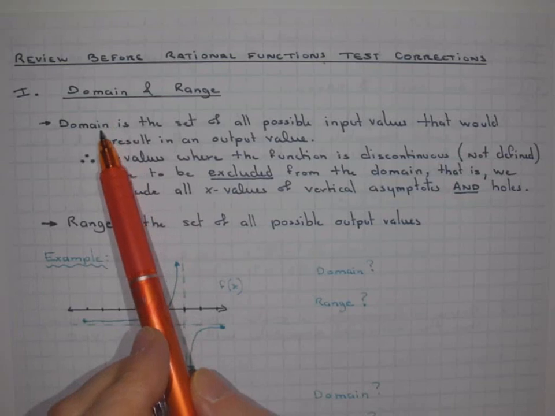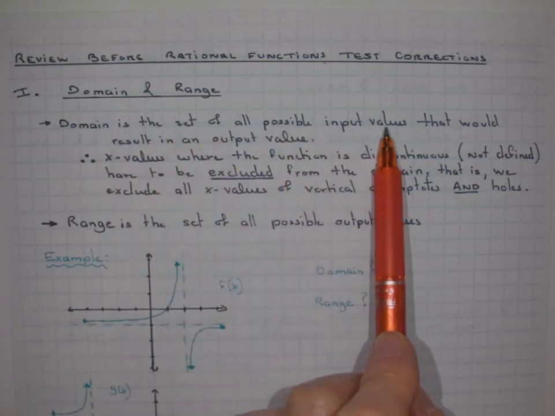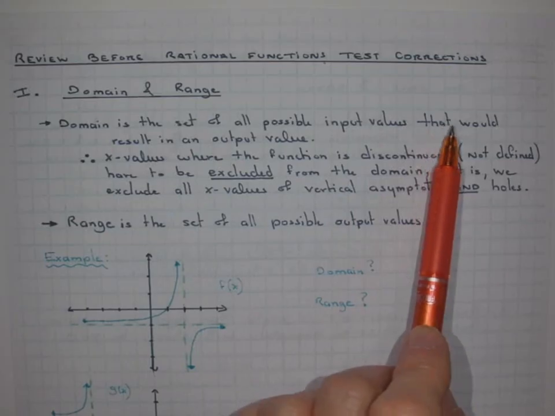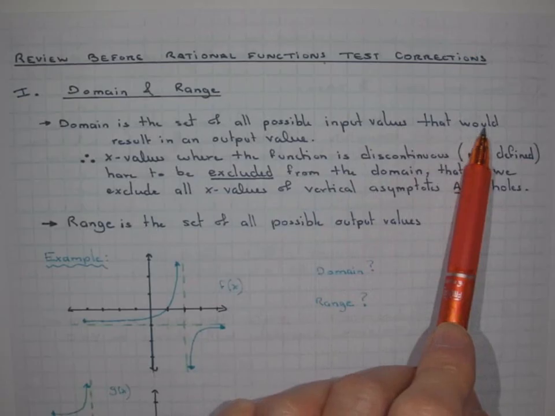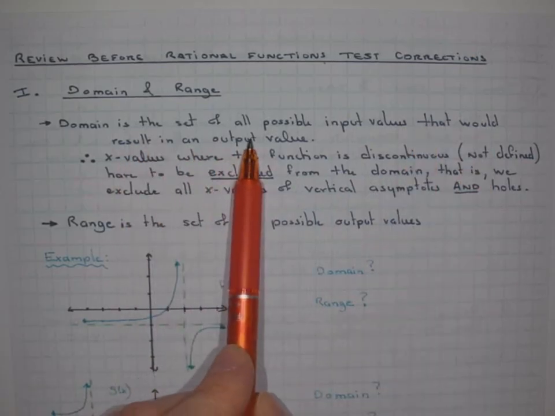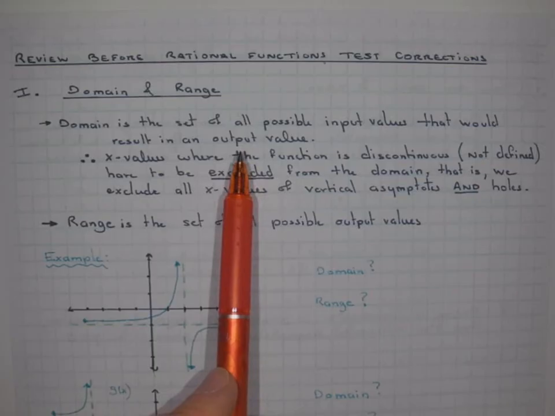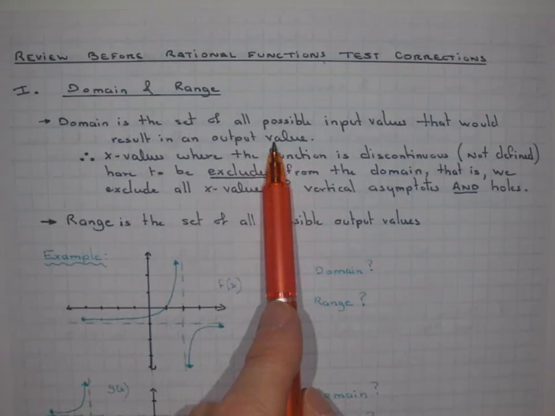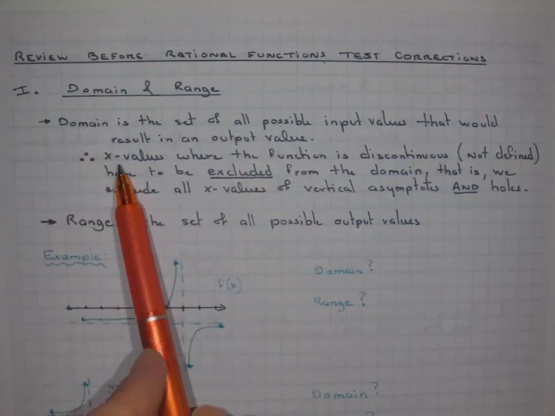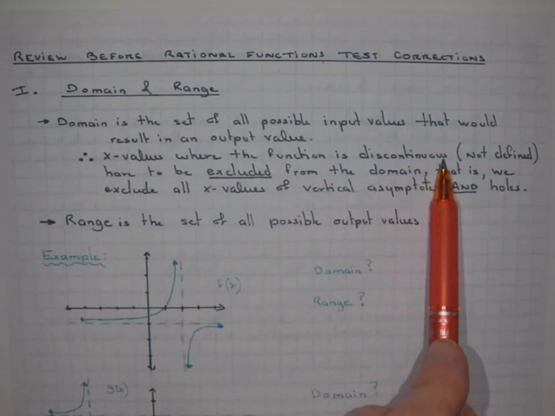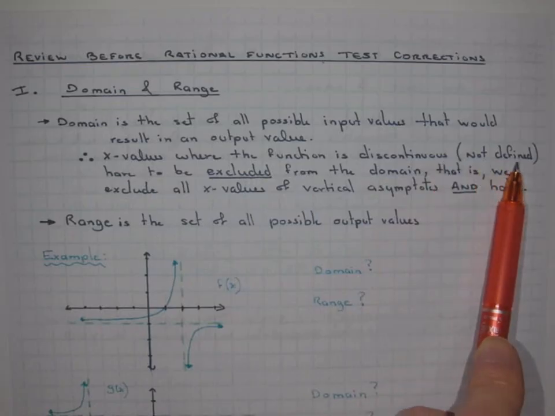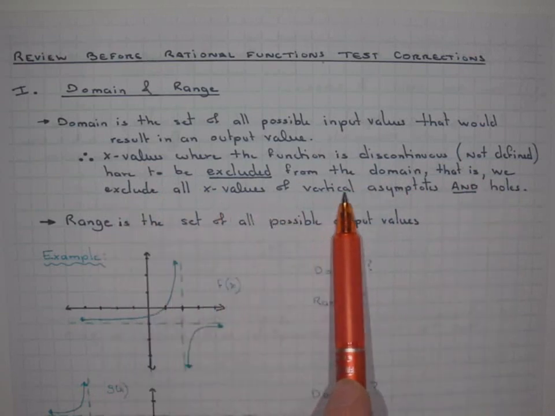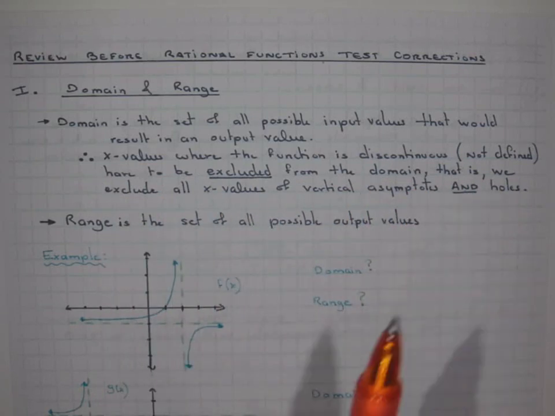function. Remember, the domain is the set of all possible input values, all your possible x values, but not just any x number, right? It would be all the possible inputs that would actually result in an output value, right? Some of the real numbers are not going to have an output for the function depending on the function rule. So that's what the domain is. Therefore, x values where the function is discontinuous, that means not defined, have to be excluded from the domain, and that is, we exclude all x values of vertical asymptotes and holes.